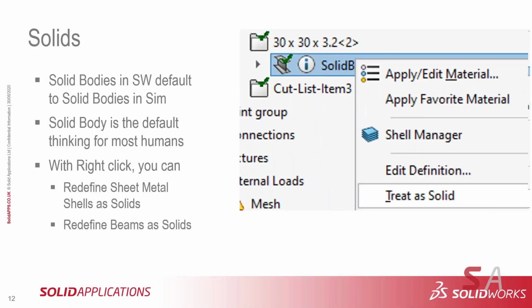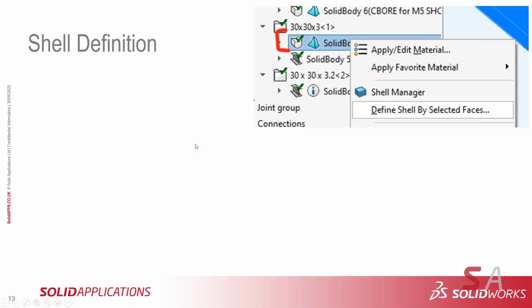You can also redefine beams as solid. So here we're getting down into a little bigger picture of what we saw before, treat as solid. And one of the other things you can do with a solid is that you can take a solid and turn it into a shell. Now, let's be very specific about what that means. It says define shell by selected faces.